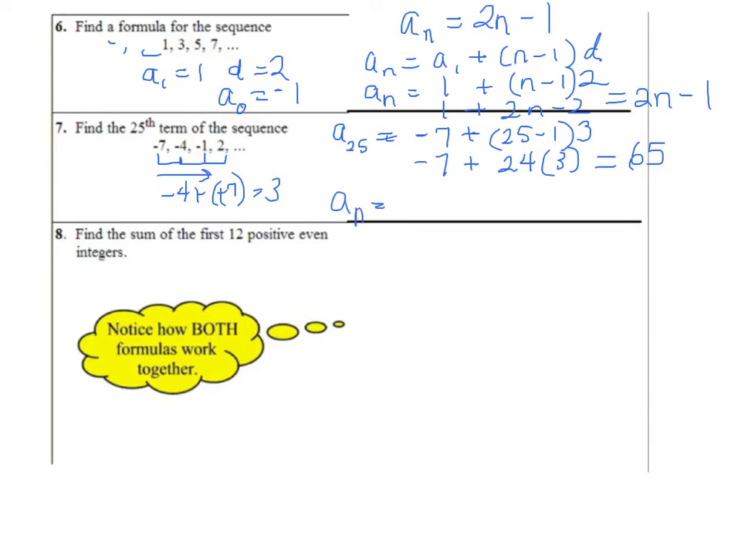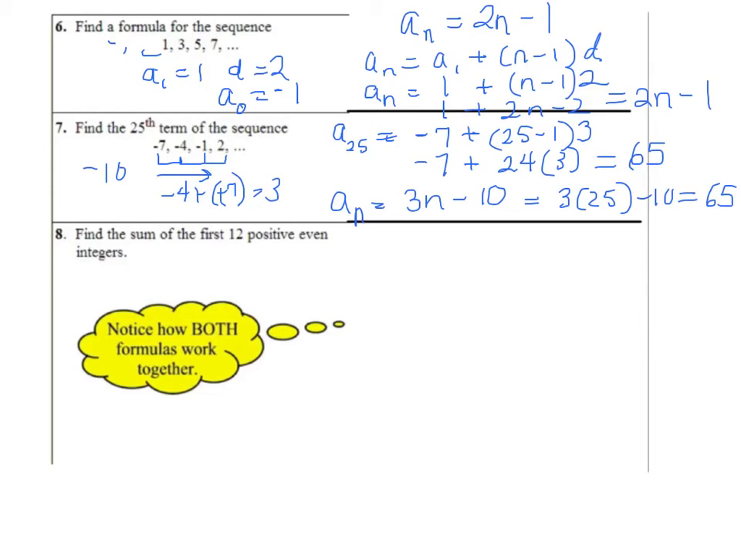Now, if you wrote that another way, if you wrote a sub n is equal to the slope, which was 3n, and then I need the term before that, so that would have been negative 10. If I put in 25 for that, I get 3 times 25 minus 10, which is the same thing, 65. All right, number 8 says find the sum of the first 12 positive even integers.